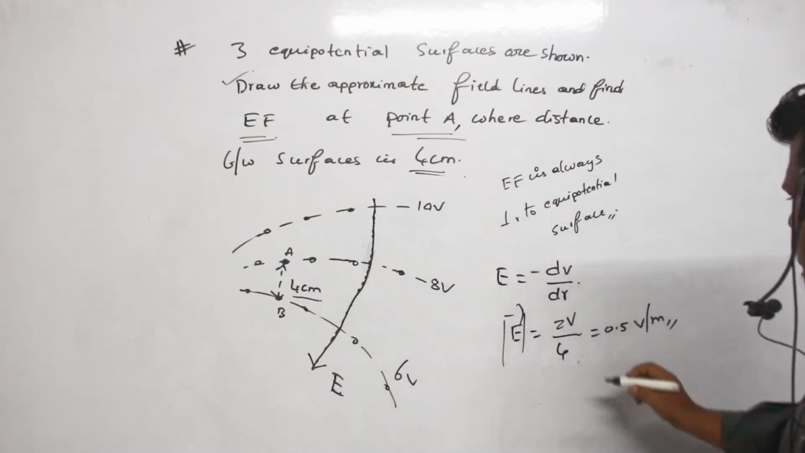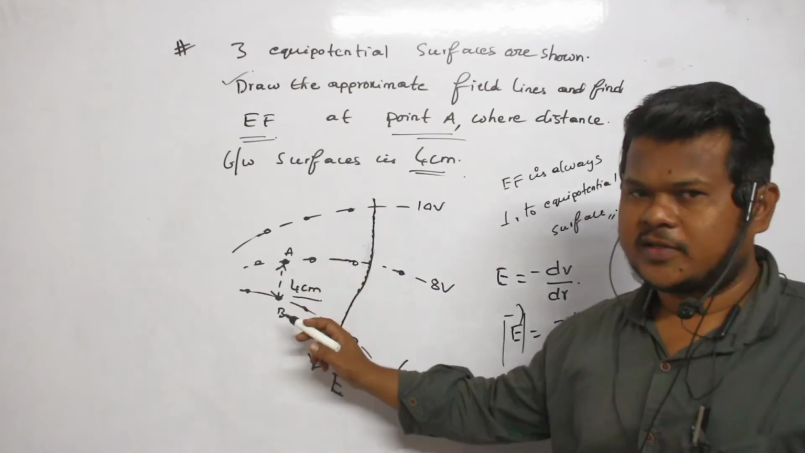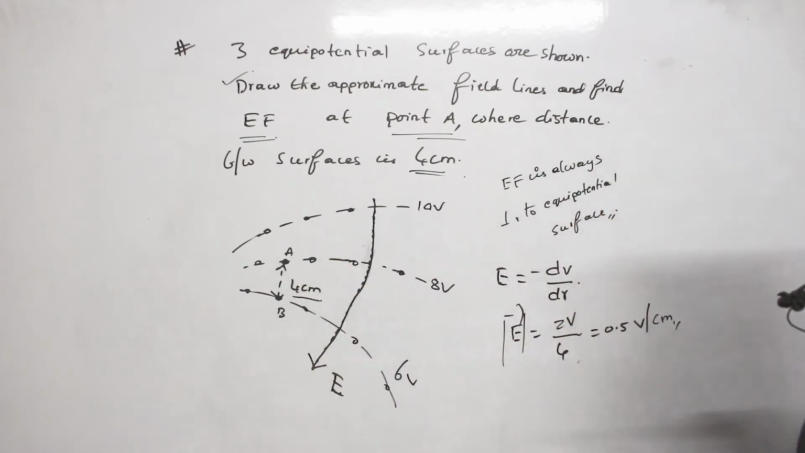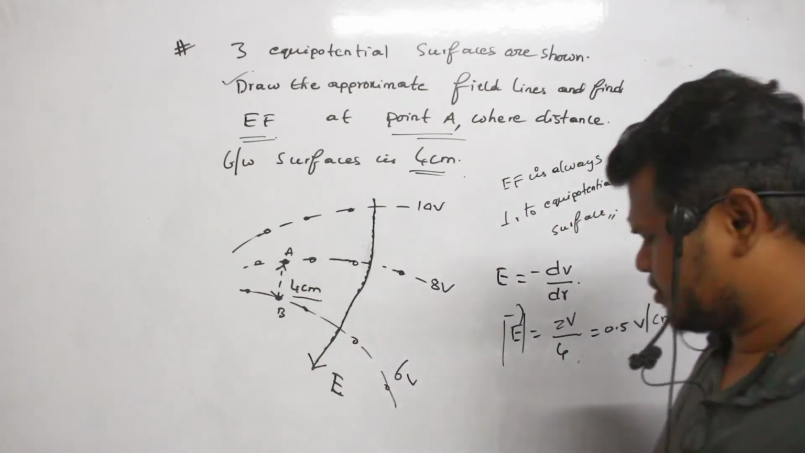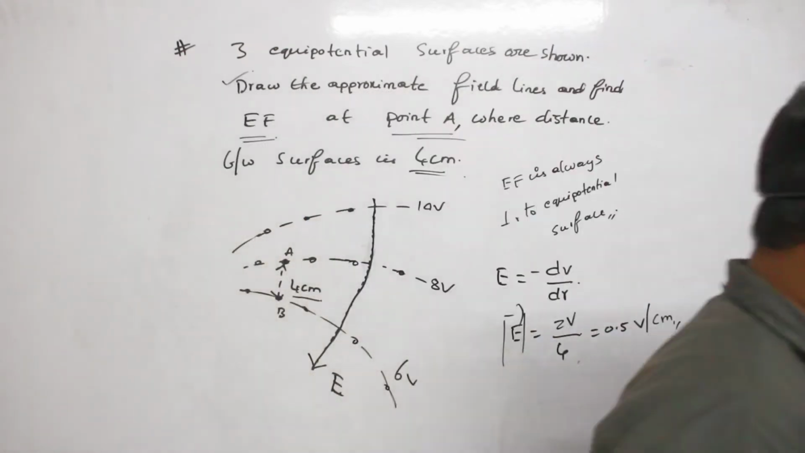Are you able to understand? So 0.5 volts per, not meter, volts per centimeter, because here the data is given in centimeters, no? So that is the electric field at that point. Are you able to understand, all of you? That's all very simple.